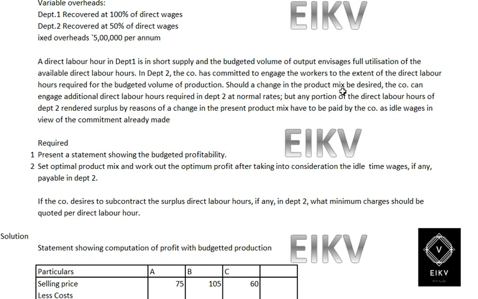A change in the production mix shall be desired. The company can engage additional direct labor hours required in department 2 at a normal rate, but any portion of the direct labor hours of department 2 rendered surplus by reason of the change in the present product mix have to be paid by the company as idle wages in view of the commitment already made.